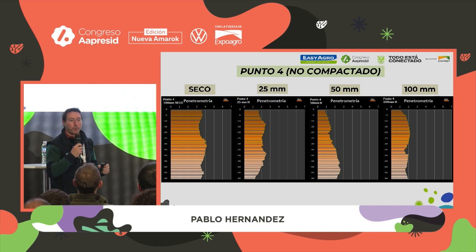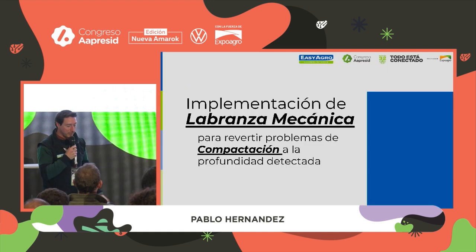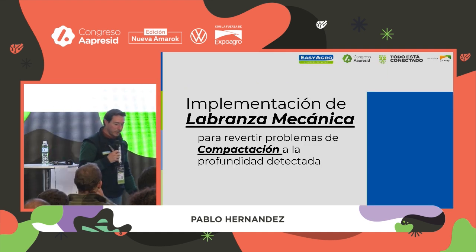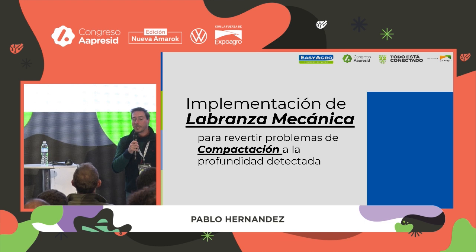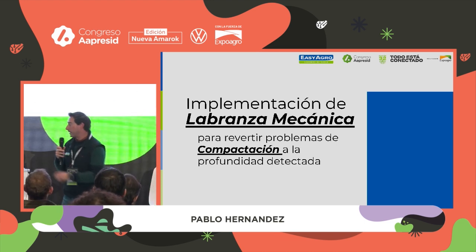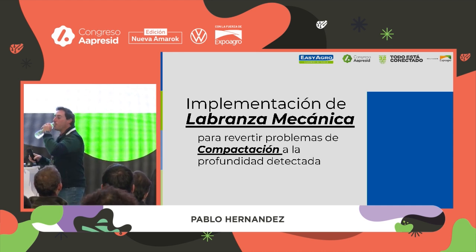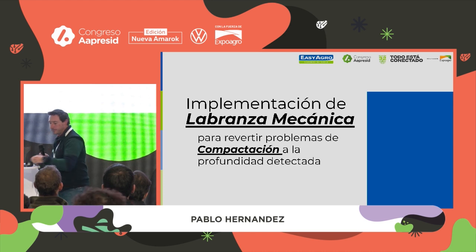When you go to the field with a spade and you cannot go deeper than a certain point, the probe or the spade will go deeper without any problems when a certain depth is exceeded. Now we will see the implementation of mechanical tillage to reverse problems of compacting and the detected depth.